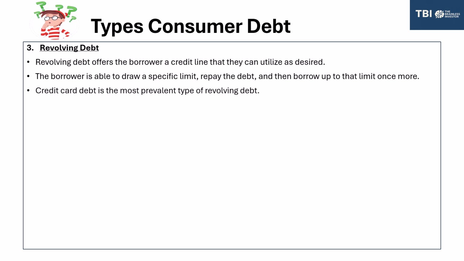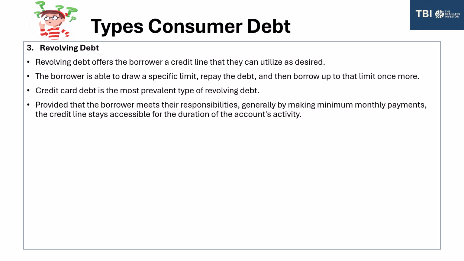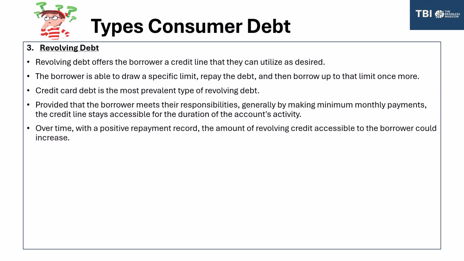Credit card debt is the most prevalent type of revolving debt, provided that the borrower meets their responsibilities, generally by making minimum monthly payments. The credit line stays accessible for the duration of the account's activity. Over time, with a positive repayment record, the amount of revolving credit accessible to the borrower could increase.